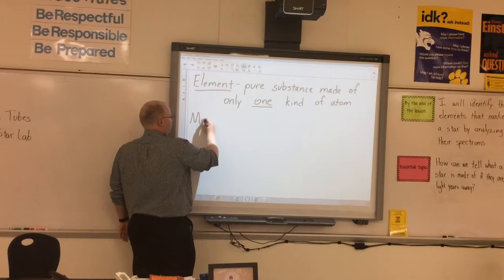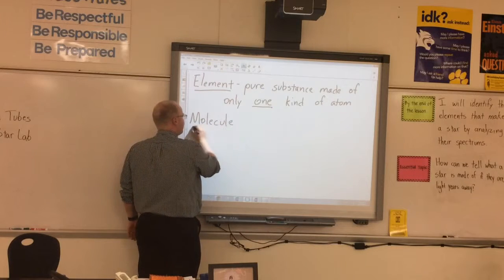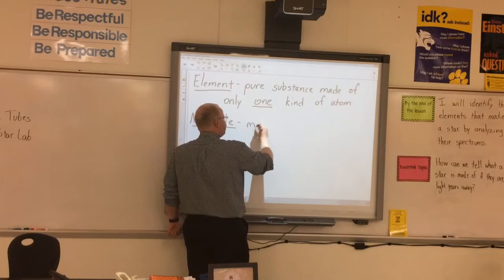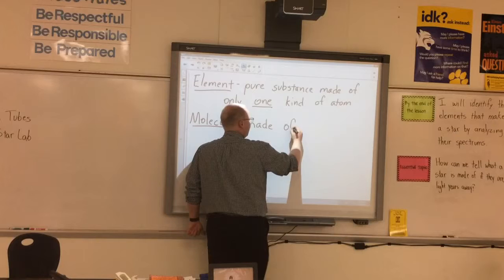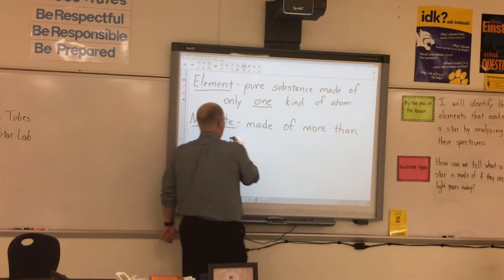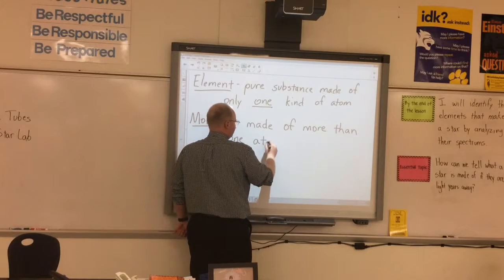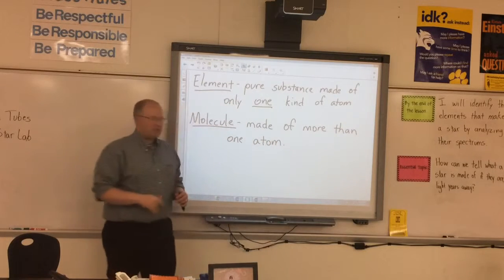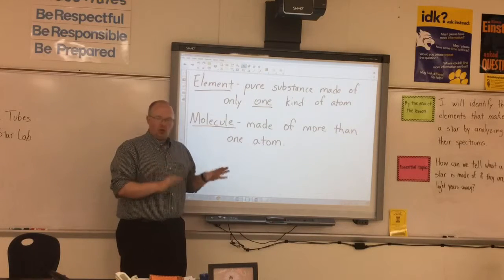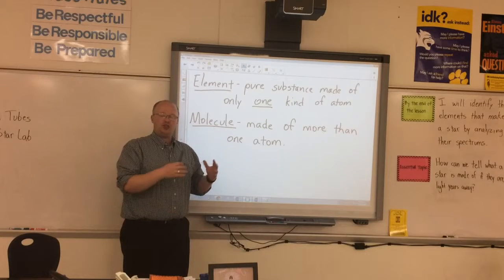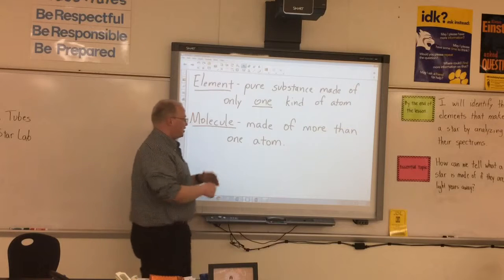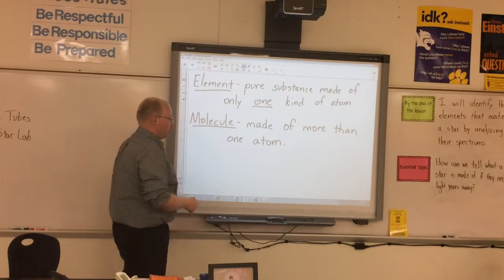Then we have molecule. A molecule is a substance made of more than one atom. So if it's a substance that's made of more than one atom, they can be the same atom, they can be different atoms. If it's more than one, it's a molecule. H2O, CO2, NH3, okay? These kinds of things are molecules. They're more than one atom.